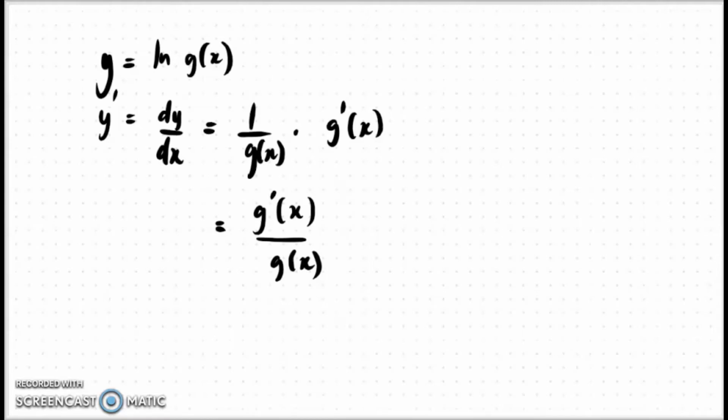So if we have just y is equal to ln x, it is good to remember that y prime or our derivative of y with respect to x is just equal to 1 over x because the derivative of x is just a 1.